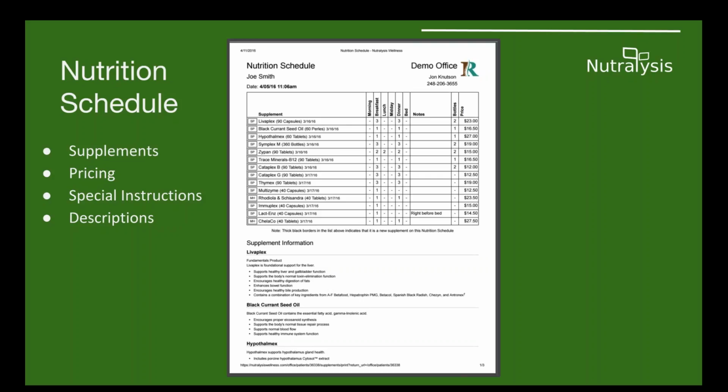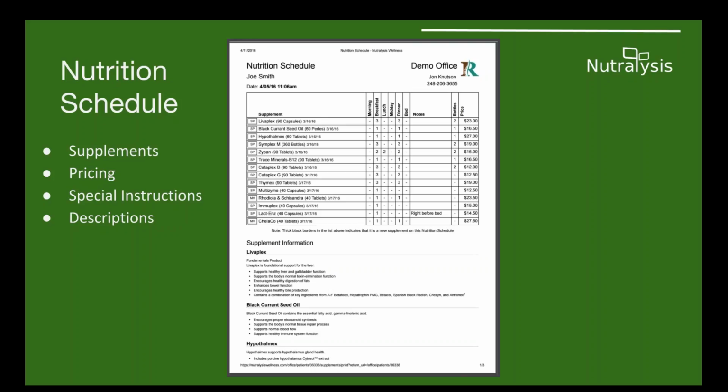And by the way, it's important to know that you can drop the price column on that too. I recommend dropping the price column because you don't really want the patients staring in their face how much they paid for all this every single day when they're taking their supplements. So I recommend dropping it off the printout. We have something else called a packing list that they can print out at the time of service that shows all the prices they paid and so forth. But every day when they're taking the supplements, I wouldn't recommend that.